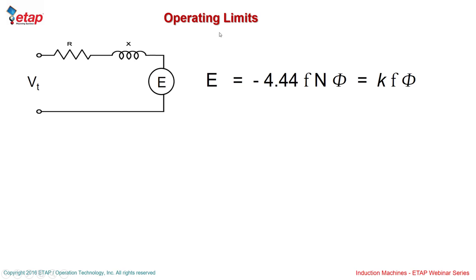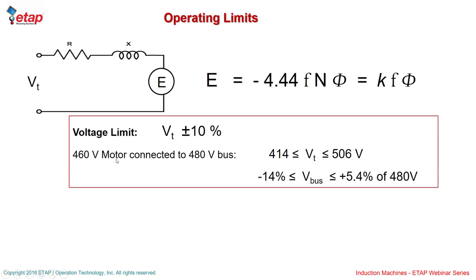Next, we're going to look at the operating limits of the machine, where the machine is represented as a back EMF behind an impedance with the terminal voltage V sub t. The back EMF is proportional to the frequency of the system and the flux in the machine. As far as the voltage limits are concerned, most motors are given as plus or minus 10%.